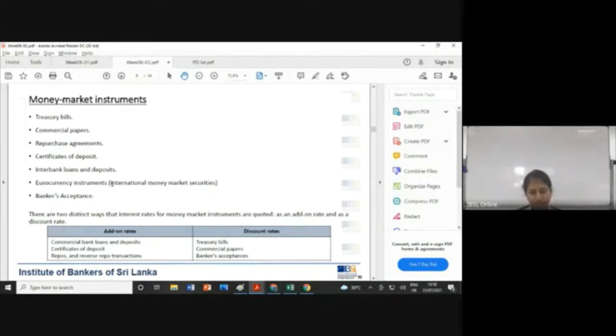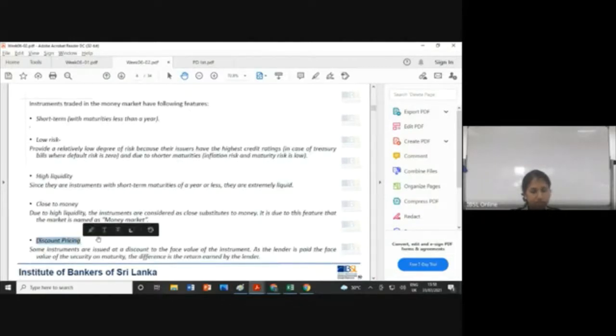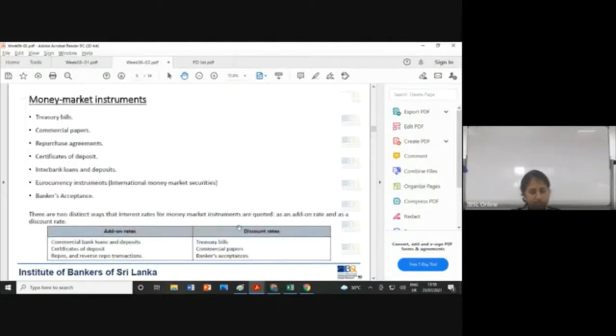Now all these 7 you could classify depending on the interest rate quote. That's what I have done here. Remember in the very first slide, we saw that a special feature was discount pricing. So you can see here, 3 instruments carry this special feature: treasury bills, commercial papers, and bankers acceptance carry this feature of discount rate. Add-on rate is something very similar to how a fixed deposit would operate. Interbank loans and deposits work on an add-on interest rate basis. Certificate of deposit works on an add-on interest rate basis. Repo and reverse repo transactions work on an add-on rate basis.